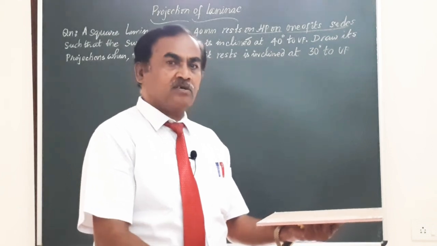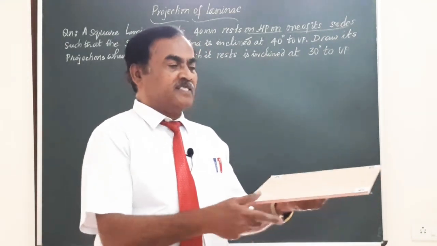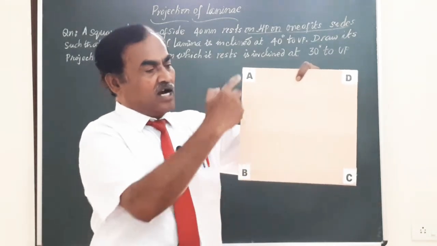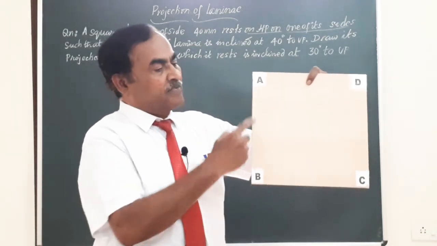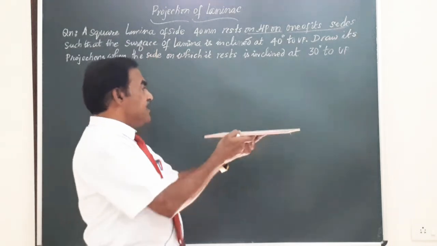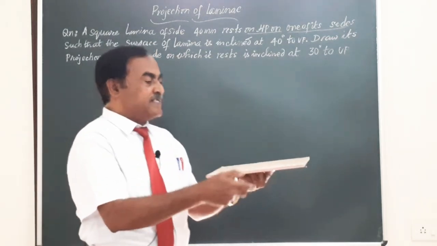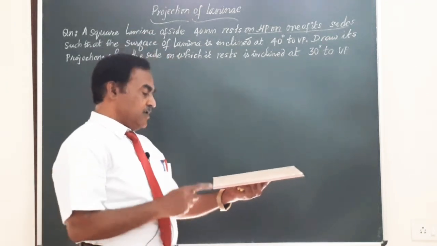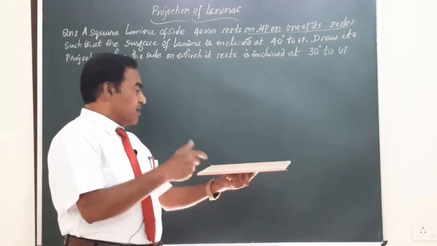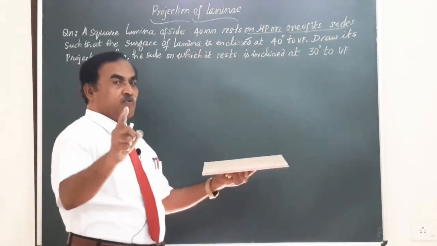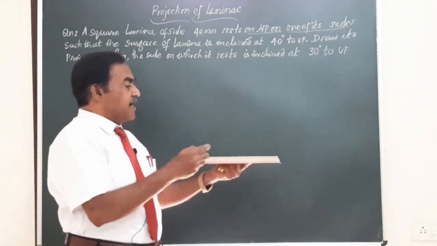Friends, it gives a clear indication that you will have to place the lamina on HP, on the horizontal plane, such that one of the sides or edges of that lamina, say for example AB, is perpendicular to VP, the board in front of you. So, keeping that lamina on HP with one of the sides AB normal to VP, obtain the top view of the lamina, that is a square of 40 mm side, and the front view.